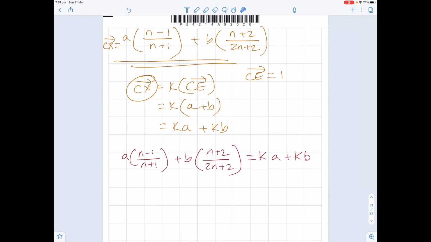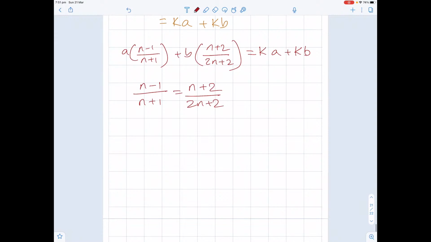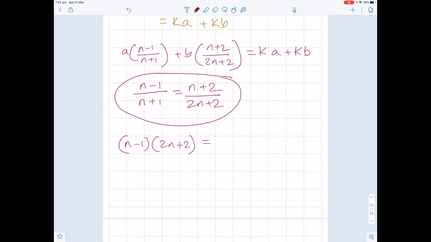So this is the final step. As you can see, we have a here and we have a there. So the k is equal to that. And for this one, the b here and the b there. So therefore the k is equal to that. Now if both k's are equal to those corresponding brackets, then that means those two brackets are equal to each other. So we can write down n minus 1 over n plus 1 is equal to n plus 2 over 2n plus 2. And all we will do now is to solve this. So we will cross multiply. So we have n minus 1 times by 2n plus 2 is equal to n plus 2 times by n plus 1.